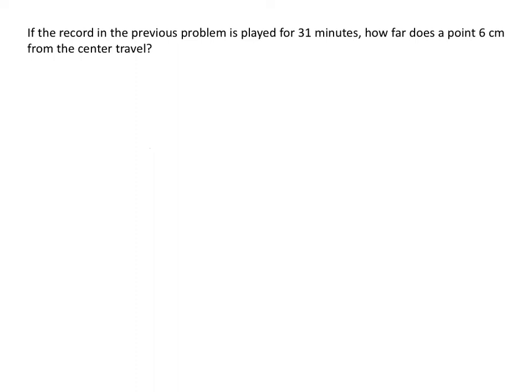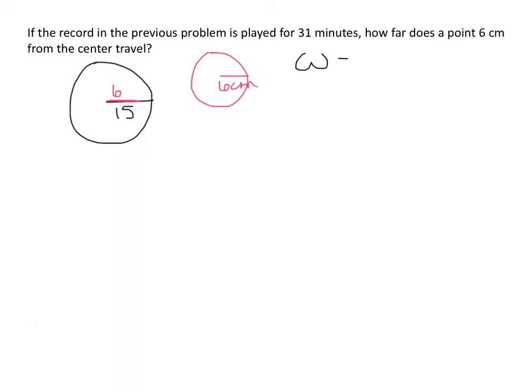So we're going to take that record in the previous problem and we're going to play it for 31 minutes. And we want to know how far a point 6 centimeters from the center is going to travel. So we'll start by taking a look at our original record with its radius of 15 centimeters. Now we're going to identify a point that's 6 centimeters from the center. We now have a new circle, and it's this circle with the radius of 6 centimeters. We already know the angular velocity that this record is moving through because we've been given that information in the previous problem. It was 10 pi over 9 radians per second.